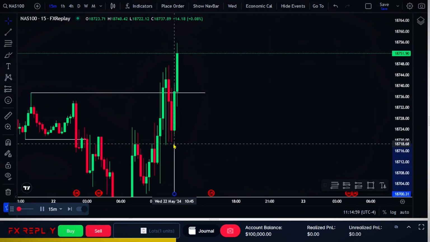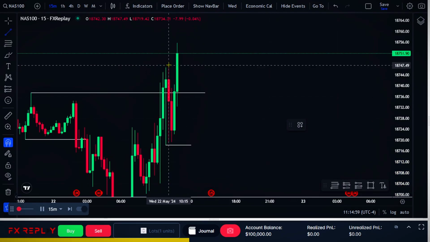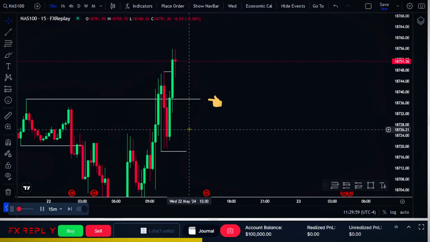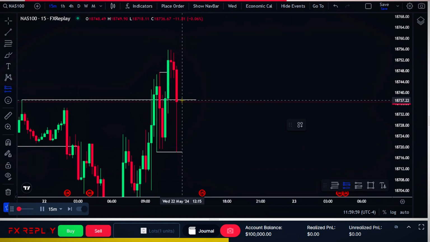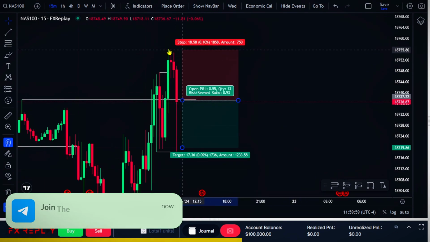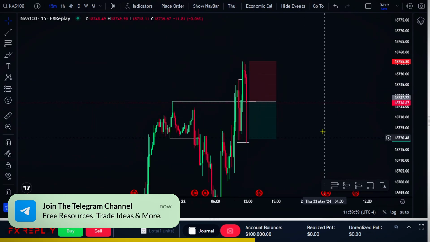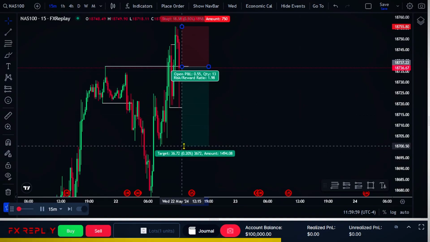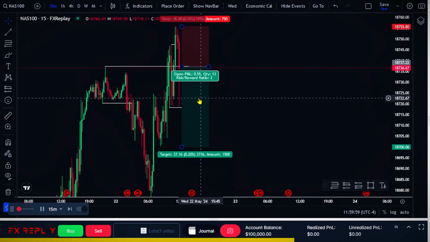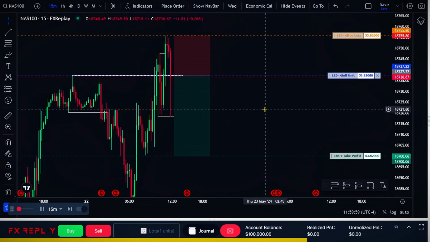Price gave us a double sweep, so now I want the price to close below this overlapping Asian high. After closing below the overlap of the Asian high, I will place a limit order at that level, with a stop loss above the recent swing high, and target the Asian session's low, which gives us a 2.65 RR. Let's play the price ahead and see how it goes.